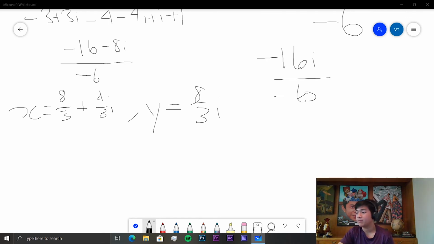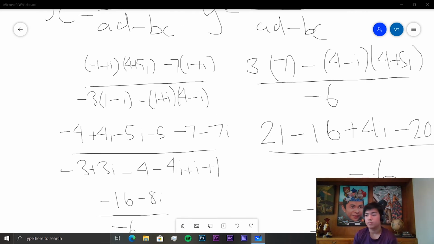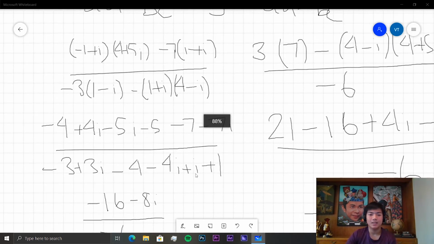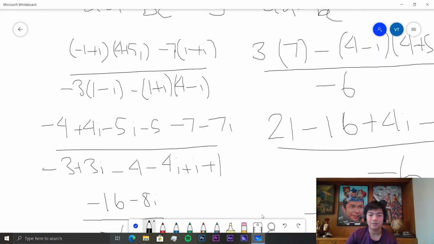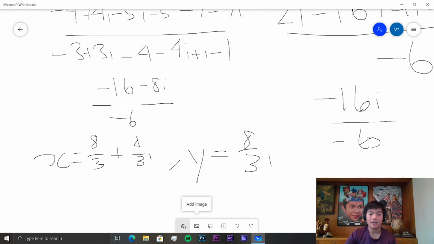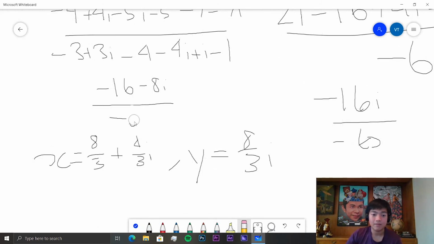And that should be correct, but let's just check our answer to be sure. Oh, hold on. Why is this plus 1? This should be minus 1. Sorry about that. So if that's minus 1, this is actually negative 16 minus 8i over negative 8.